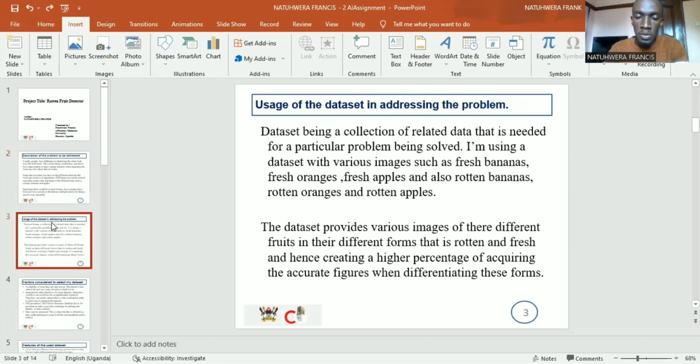So the data set I'm using has fruits. It has three types of fruits: oranges, apples, and bananas, whereby it had a group with the rotten ones and the fresh ones in all the other aspects.